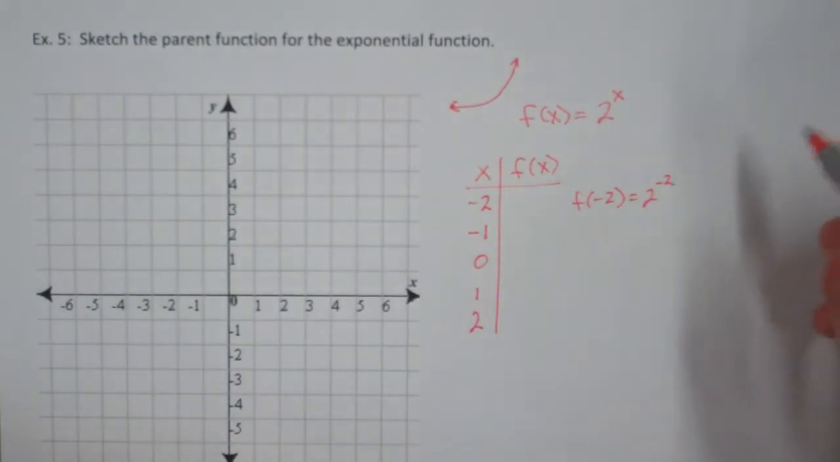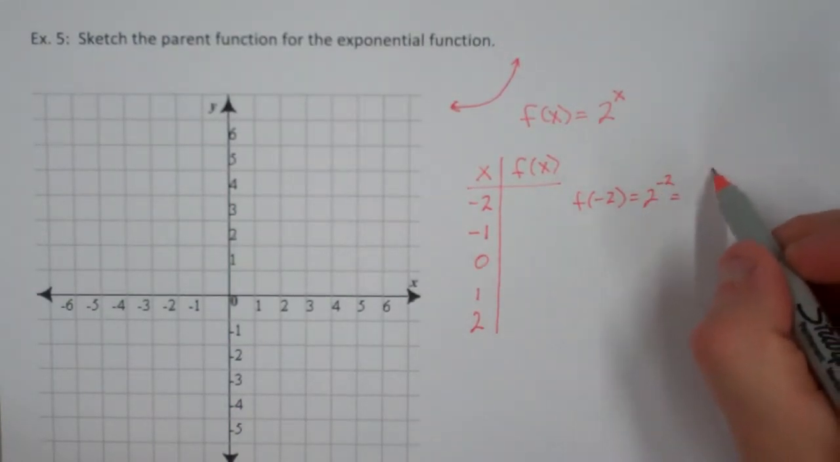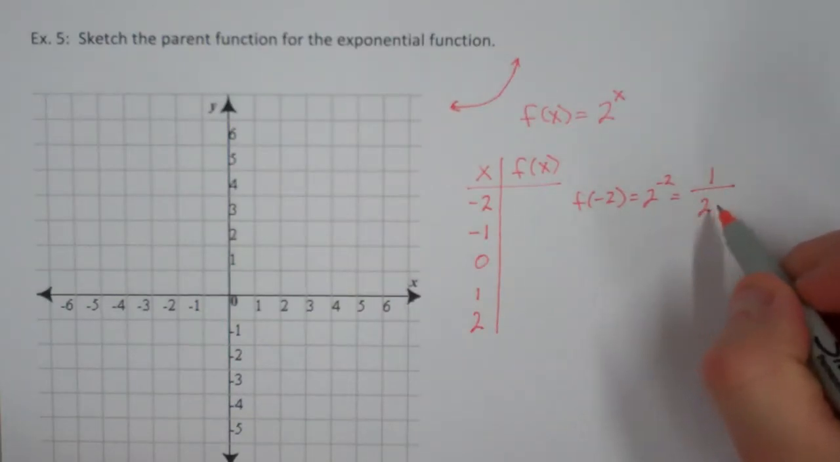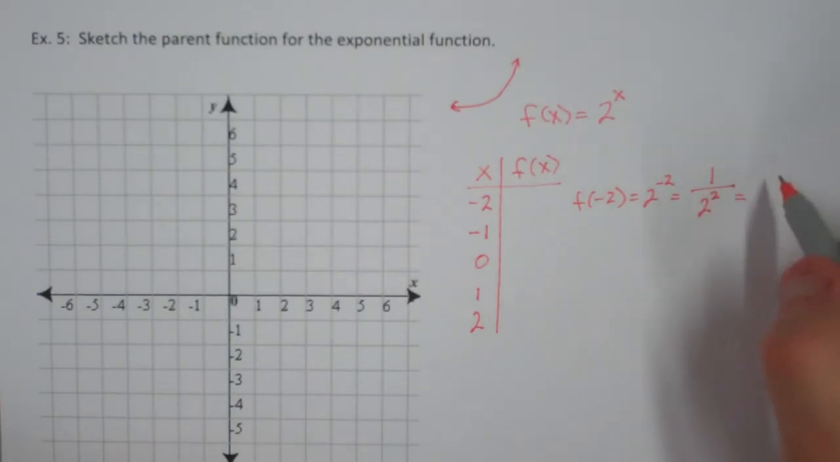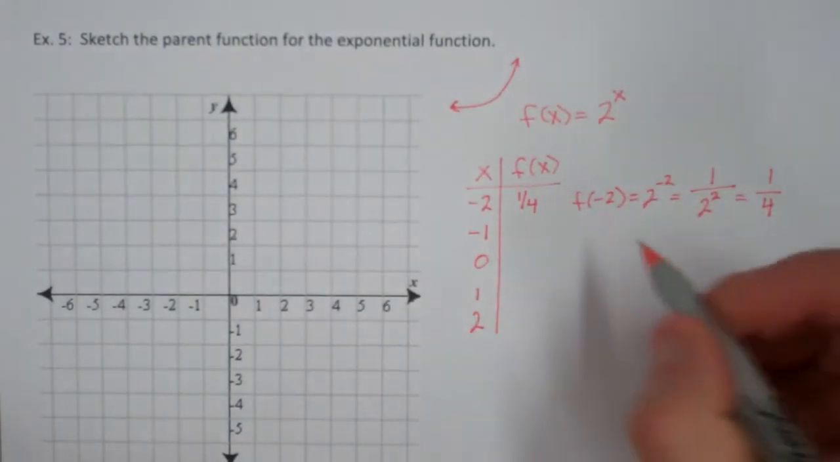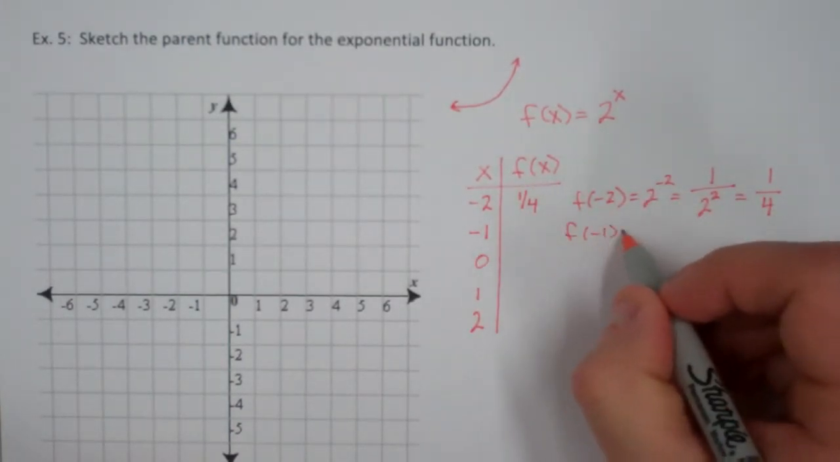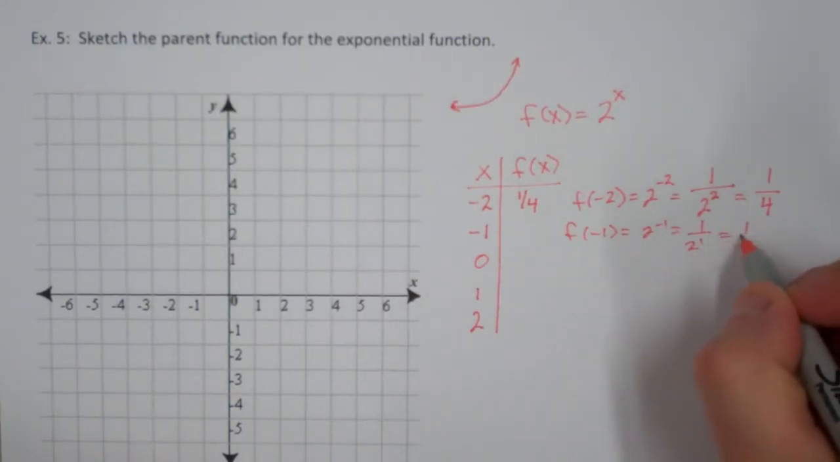So 2 to the negative 2. Remember that when we have a negative exponent and a base, we can take that base, move it to the bottom, and the exponent becomes positive. So we get 1 over 2 squared, which is 1 over 4. 2 squared is 4. So the output here is a quarter. f at negative 1 is 2 to the negative 1, which is 1 over 2 to the first, which is just 1/2.